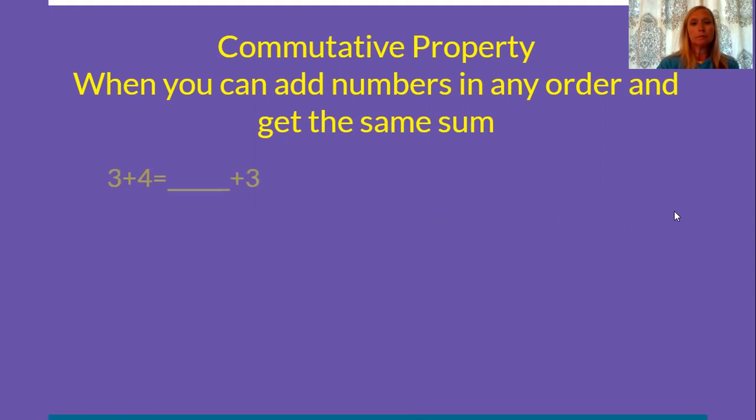Okay? Now, if I have 3 plus 4, 3 plus 4 is equal to blank plus 3. What would go in that blank? That's right, 4 would go in that blank. All I'm doing is arranging my numbers in a different order. Let's try another one. 1 plus 5 is equal to 5 plus, you got it, 5 plus 1. I just switched that order. Doesn't matter. 1 plus 5 equals 6. 5 plus 1 equals 6.